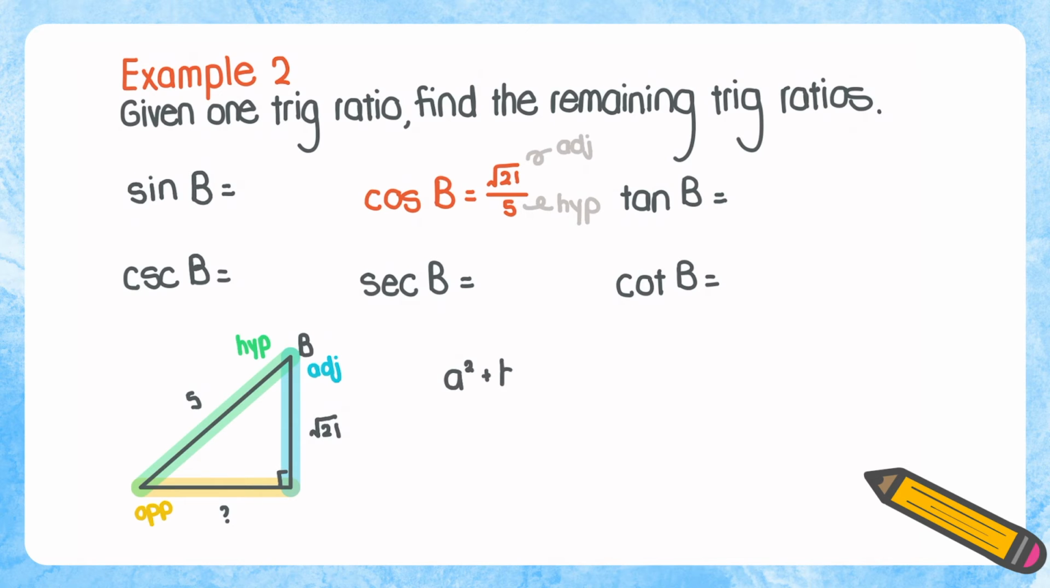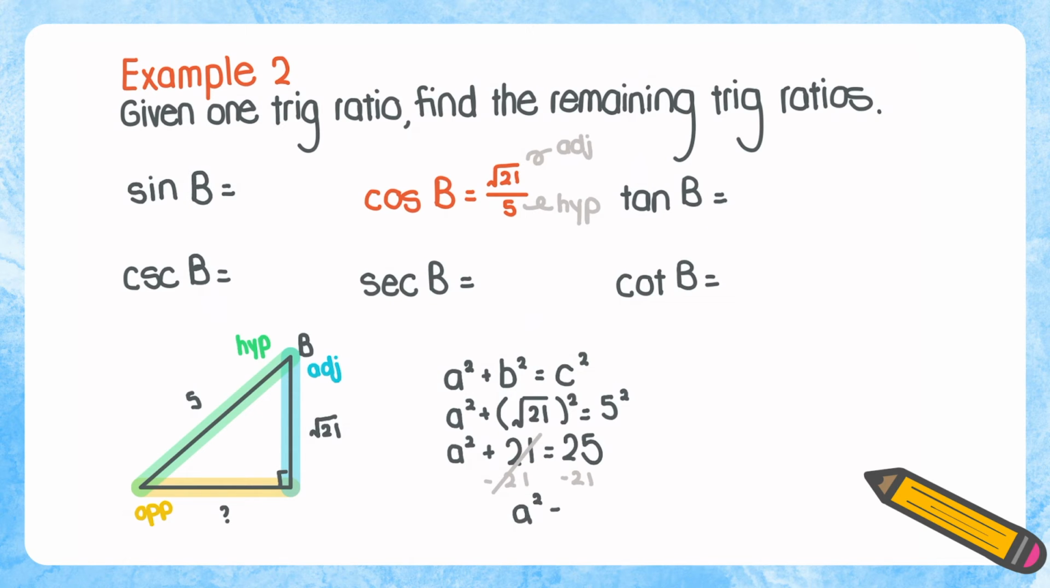We have a squared plus b squared equals c squared. And a is going to be our unknown value. B is radical 21. And c, our hypotenuse length, is 5. This simplifies to a squared plus 21 equals 25. Subtract 21 from both sides, and a squared equals 4. Take the square root of both sides, and a equals 2. So the opposite side length here is 2.